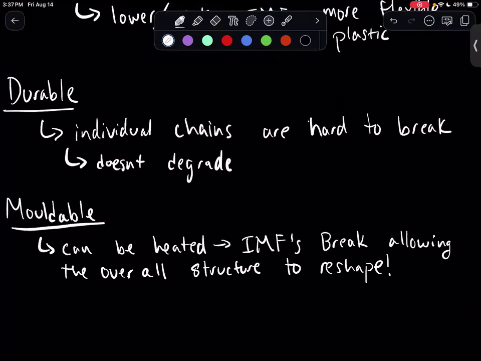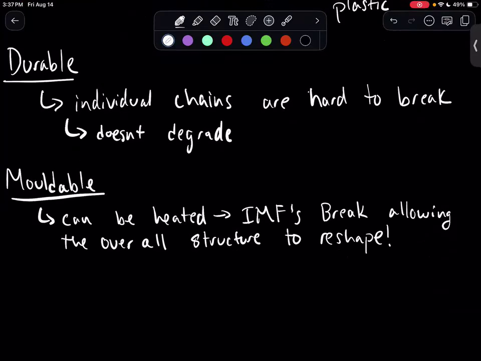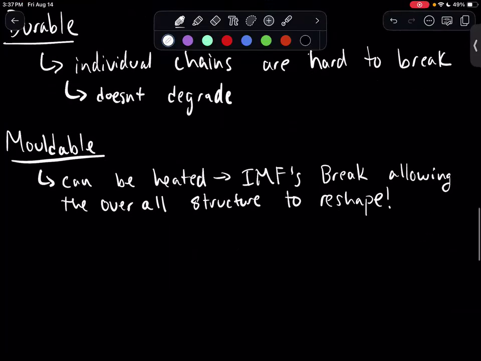So once you break those IMFs, it becomes a liquid of these long chains that you can move around. And then as they cool, those IMFs will reform in whatever shape it's in. And that's how we can mold it. You may have heard of something like injection molding plastics, where you heat it up, put it into a mold, and let it cool, and then it becomes that shape. Very much like casting metal.